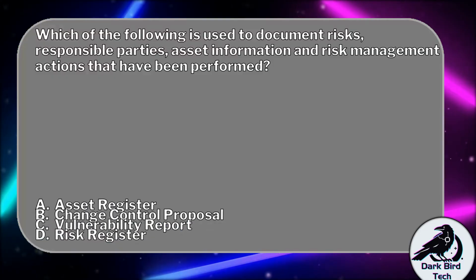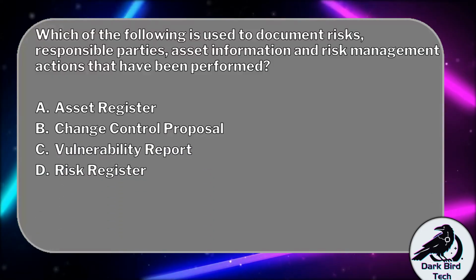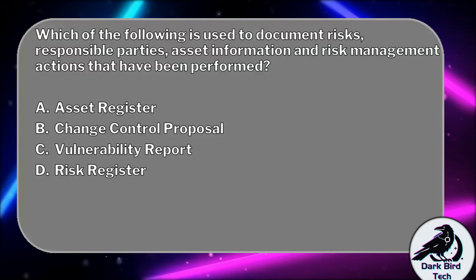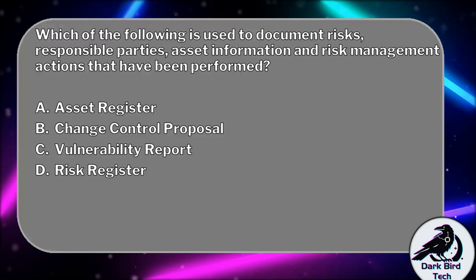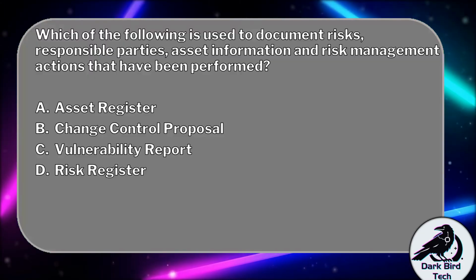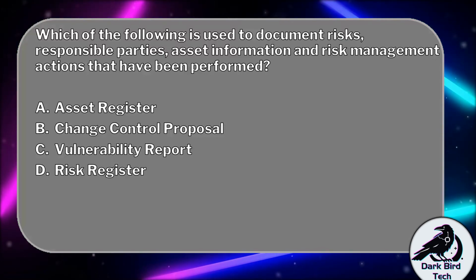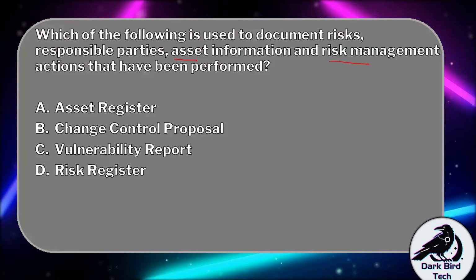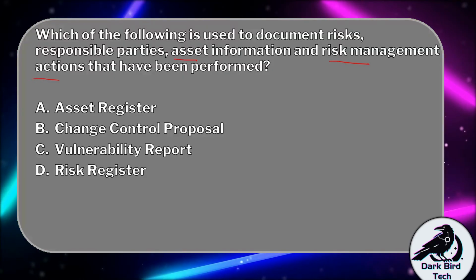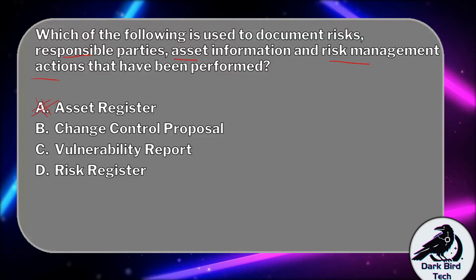options. So first up, asset register. Then option B, change control proposal. Option C, a vulnerability report. And option D, a risk register. Now, I do like the asset register here. I'm a big believer in the value of an asset register in cybersecurity. But they do mention assets here, but they're also talking about risk management and the actions and responsible parties. That's a bit beyond the scope of the asset register. So because of that stuff, the asset register is not covering enough for my liking.